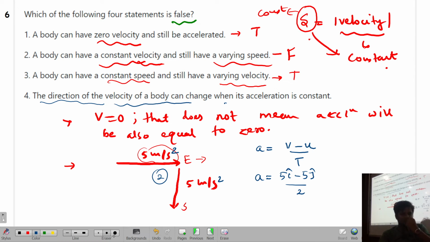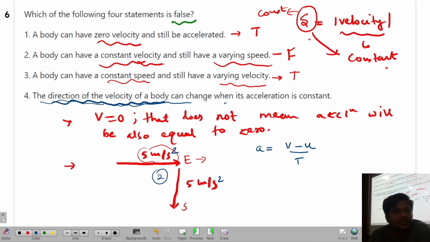I'm not going to write this because you will not be able to understand how I have written this. But try to understand: if I change the direction of velocity, the magnitude is not going to change. Yes or no? The magnitude of the velocity is not going to change. So therefore, acceleration will still remain constant. So one thing is there, see this. I'm just minimizing this.